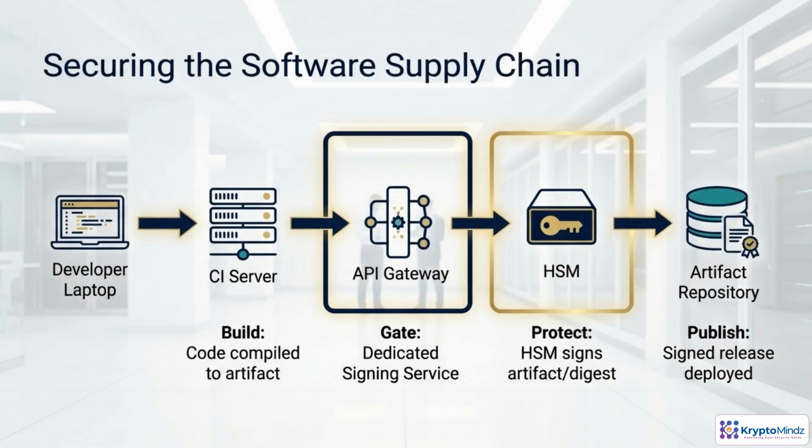Code signing with a Luna HSM is all about tightly controlling access to the private key. The build pipeline sends an artifact, or just its hash, to a dedicated signing service. That service is the single gateway allowed to request signatures from the HSM. Inside the HSM, the protected code signing key and its certificate generate the signature. The signed artifact, along with its certificate and timestamp, is then published and later verified before install or at runtime.